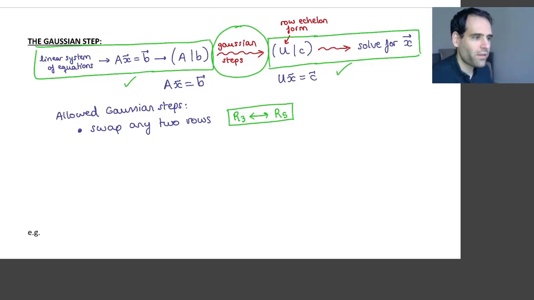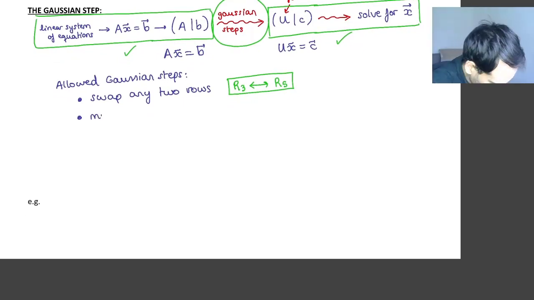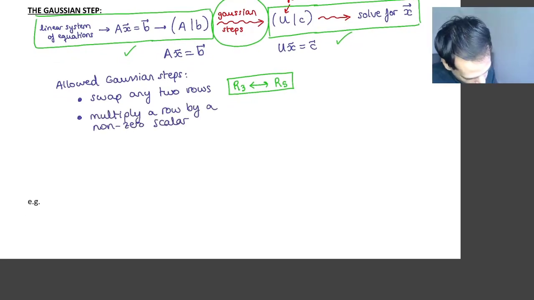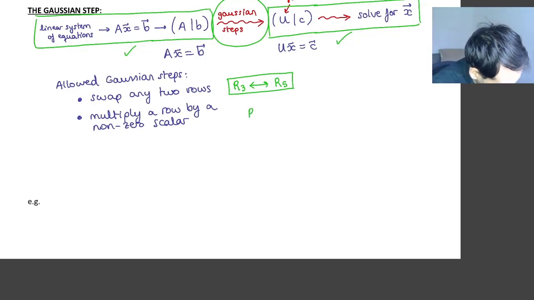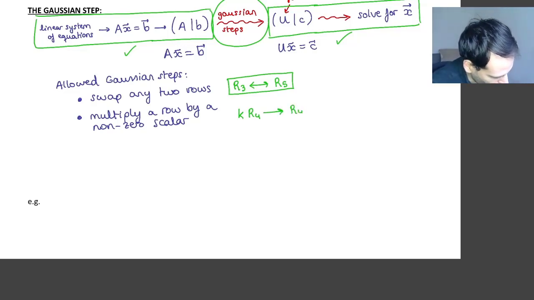Next, you can multiply a row by a non-zero scalar. The way we can write it is we start with a row, for example row 4, and we multiply it by scalar k. And the result of this, we place in row 4. So that's how we would call it.